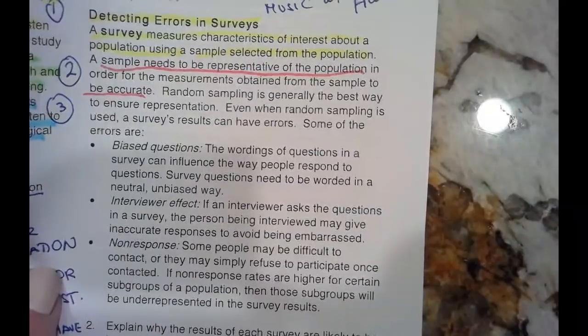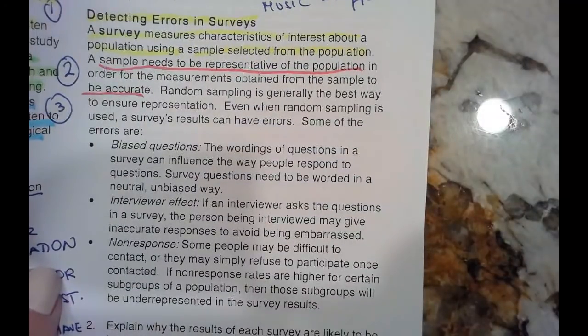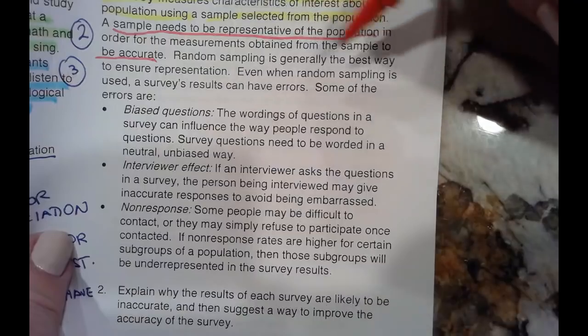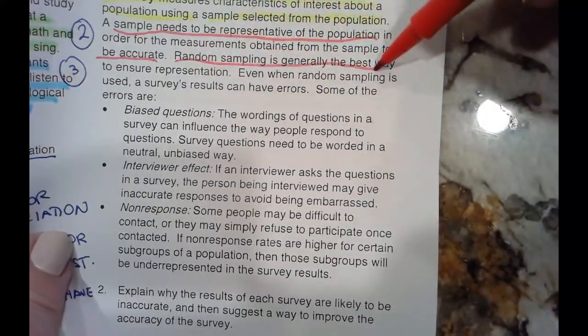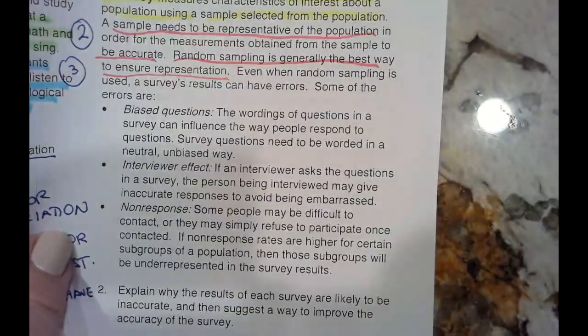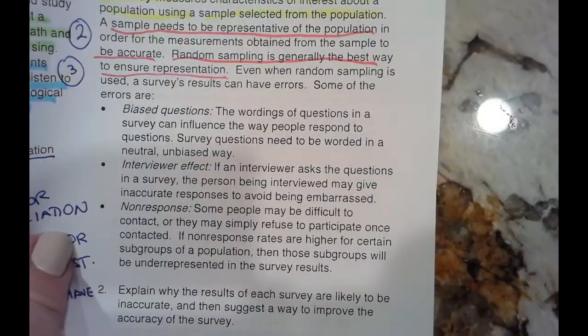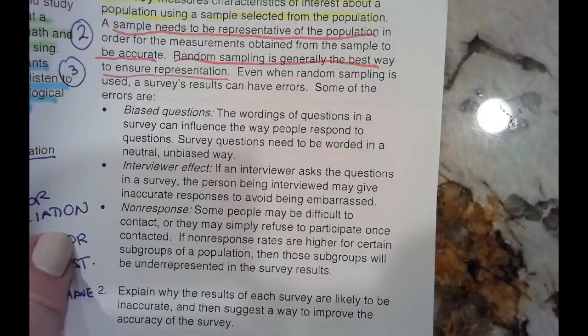If I am studying the homeless population in San Diego, and I do not actively sample from that population, my results will be misleading. Random sampling is generally the best way to ensure representation. So random, remember we talked about that, pulling the names out of the hat, randomly choosing people who we're going to survey versus standing in the most convenient place and just asking people who pass by.